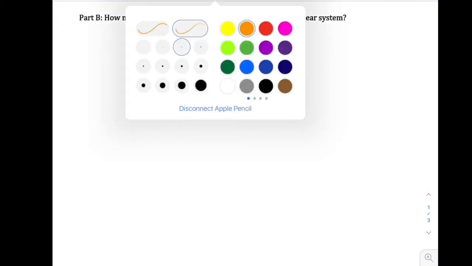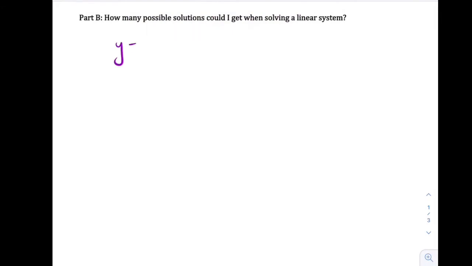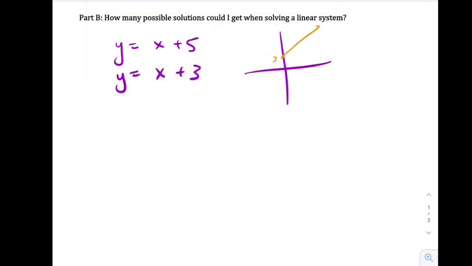So I'm going to choose, remember, two parallel lines have the same slope, so maybe y is equal to x plus 5 and y is equal to x plus 3. If I was to graph these, they both have a slope of 1, but different y-intercepts. So one of them starts at 3, goes up, one of them starts at 5, and increases with a slope of 1. So those lines would be parallel.